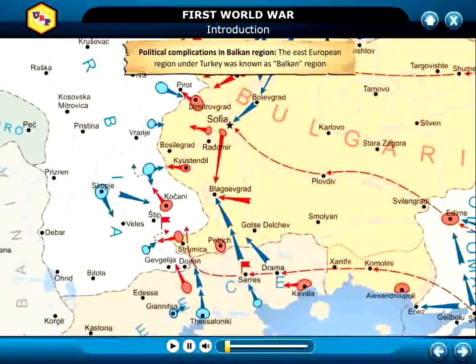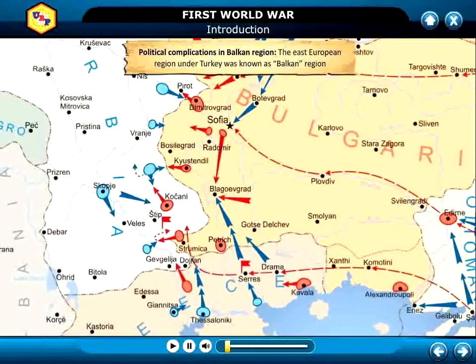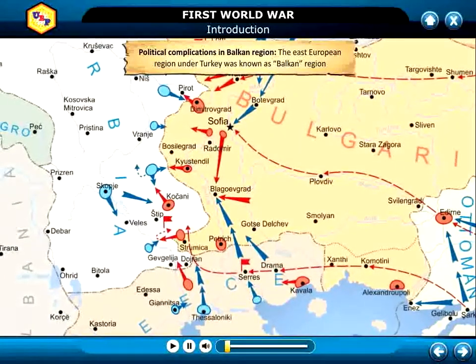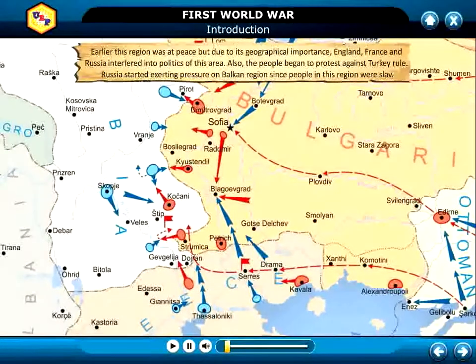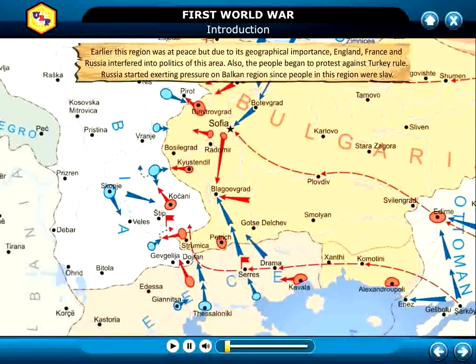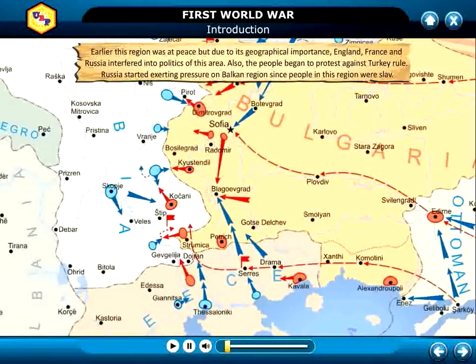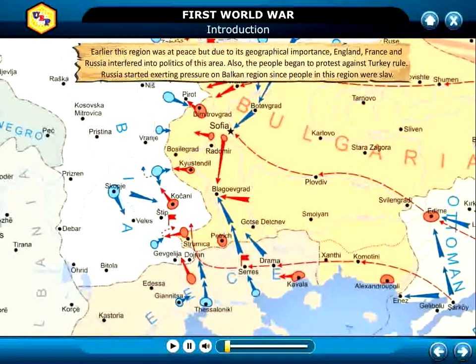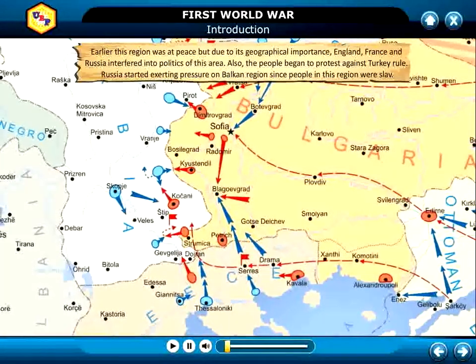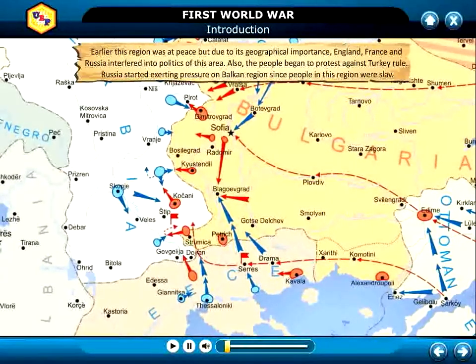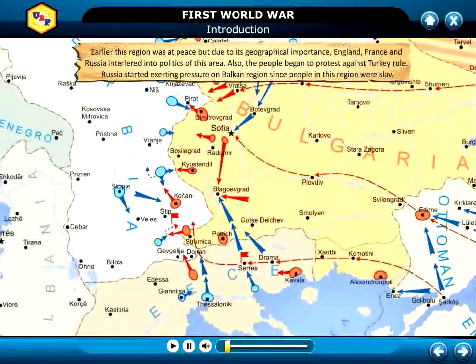Political complications in Balkan region. The East European region under Turkey was known as Balkan region. Earlier, this region was at peace, but due to its geographical importance, England, France and Russia interfered into politics of this area. Also, the people began to protest against Turkey rule. Russia started exerting pressure on Balkan region since people in this region were slow.